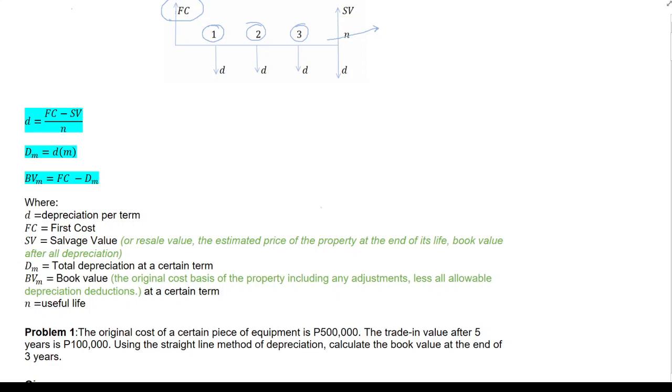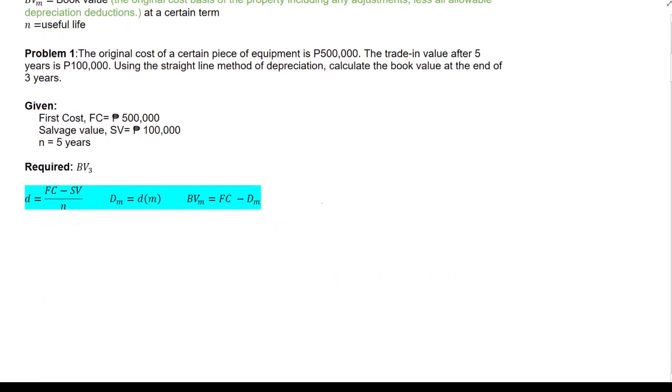If we have here an example, problem number 1. The original cost of a certain piece of equipment is 500,000. The trade-in value, or the salvage value or resale value, after 5 years, which is the useful life, is 100,000 already. That is the SV, the salvage value. Using the straight line method of depreciation, calculate the book value at the end of 3 years. So we are to solve the book value after the third year.